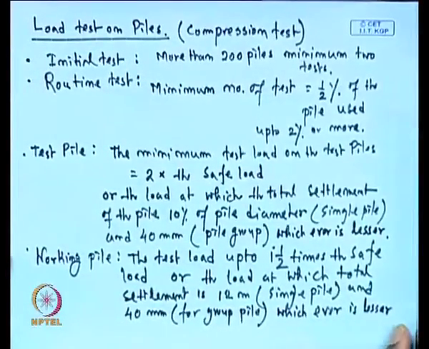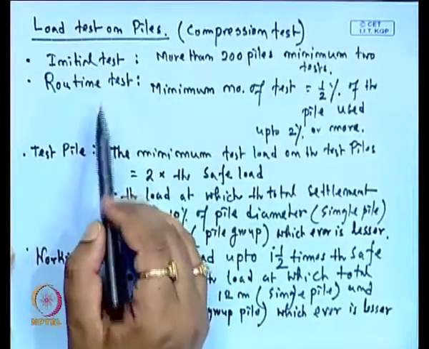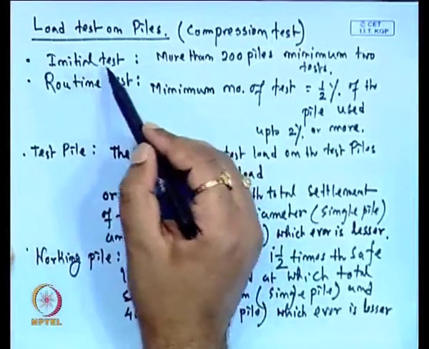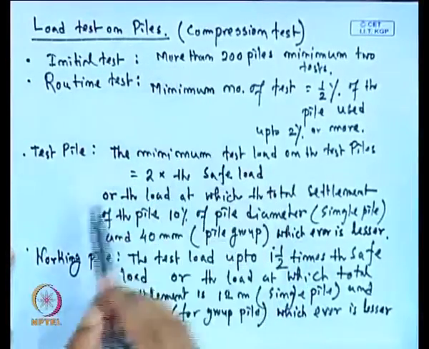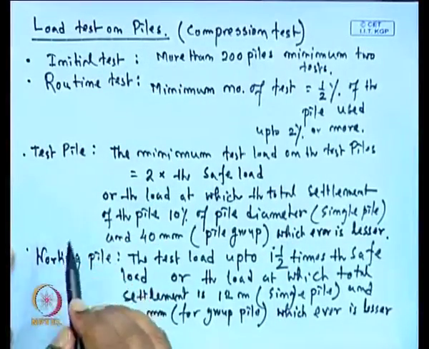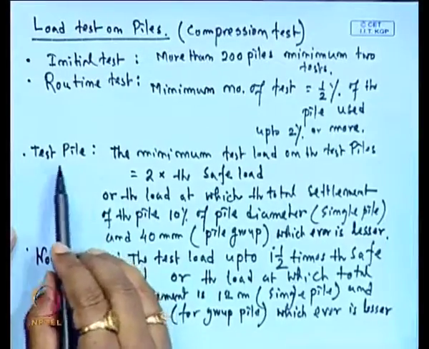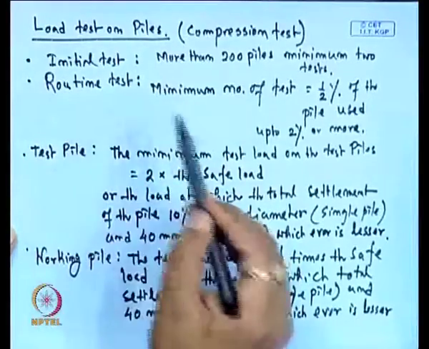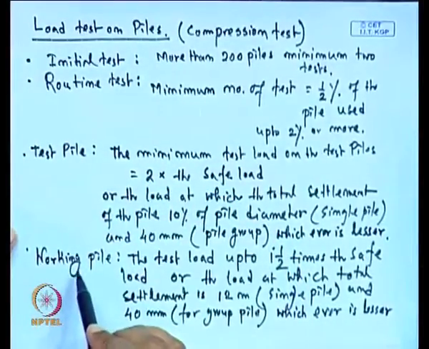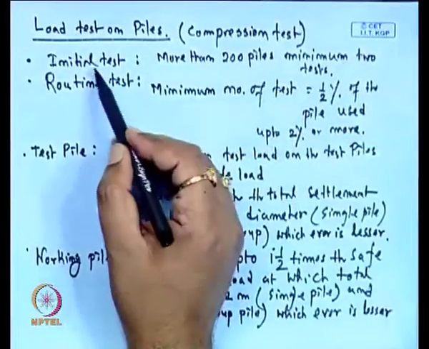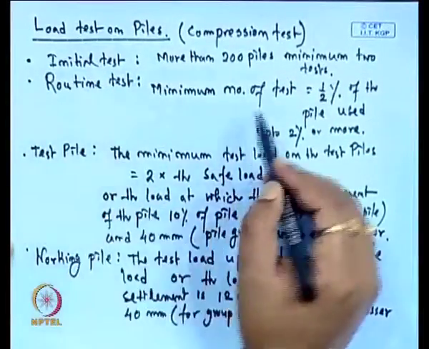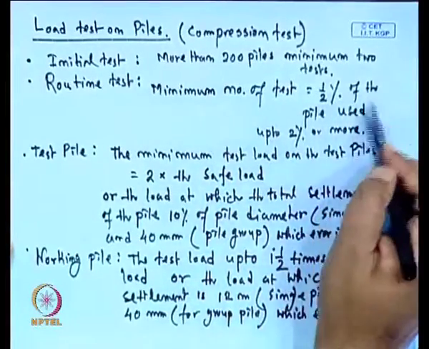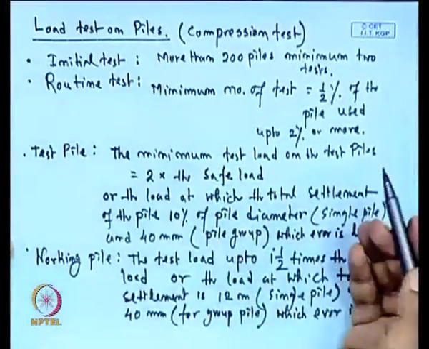So, that means this is all the information regarding the initial test and routine test. The initial test is conducted on the test pile, which is constructed for the testing purpose and will not take the load coming from the superstructure, and the routine test is conducted on the working pile. These working piles will take the load coming from the superstructure. For more than 200 piles, a minimum of 2 test piles are required for the initial test, and the minimum number of routine tests is 0.5% of the piles used, or 2% and more.